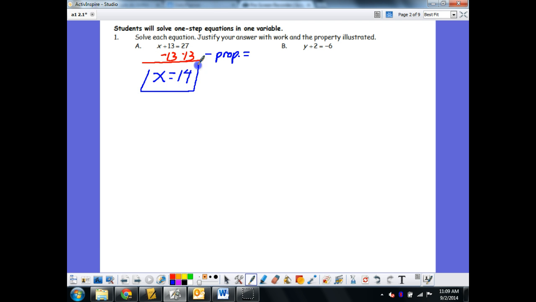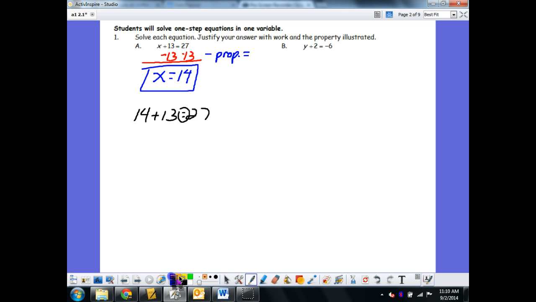13's cancel here. 27 minus 13 is 14. And again, you can always check your answers for these by substituting 14 back in for the x. 14 plus 13, and see if it makes it true. And 14 plus 13 is in fact 27, so that is our solution.